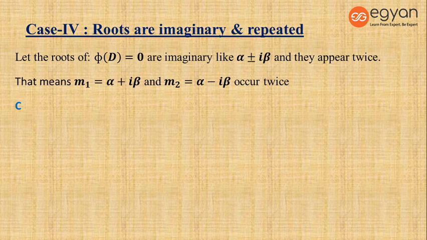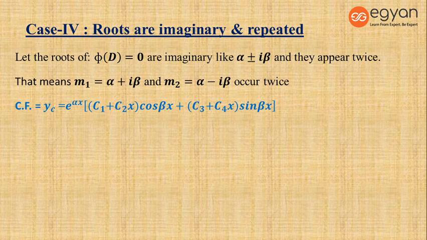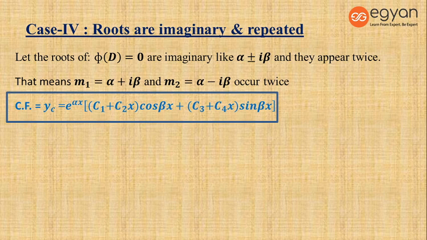Then the complementary function yc equals again e raised to alpha x in bracket c1 plus c2x cos beta x plus c3 plus c4x into sin beta x. It is similar to the real root case: c1 plus c2x for the first part and c3 plus c4x for the second part. This is all about how to write the complementary function when roots are imaginary and repeated.